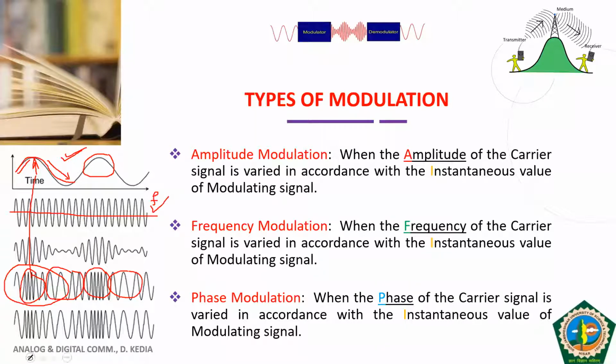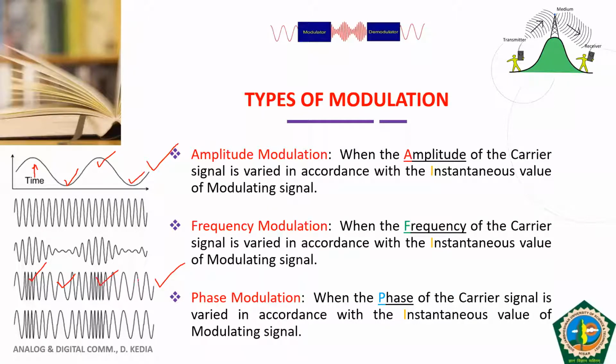So what we are doing is changing the frequency of the carrier in accordance with the modulating signal. Here the amplitude of the modulating signal is increasing, so frequency is increasing. Here the modulating signal value is decreasing, frequency is decreasing. Here the value is increasing, here also frequency is increasing. Here value decreasing, here frequency is decreasing. So in this case the frequency is changing, not the amplitude, not the phase.